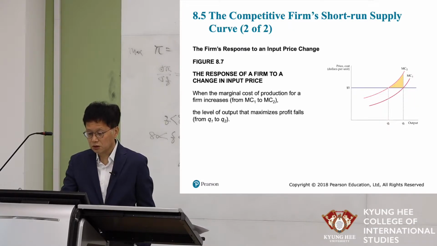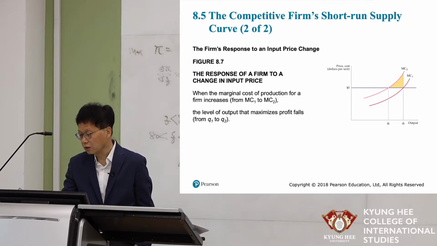The firm's response to an input price change, that is figure 8.7. When the marginal cost of production for a firm increases from MC1 to MC2, then what happens? Market price is $5. Marginal cost is MC1 originally, so this company produces Q1 because price equals marginal cost.